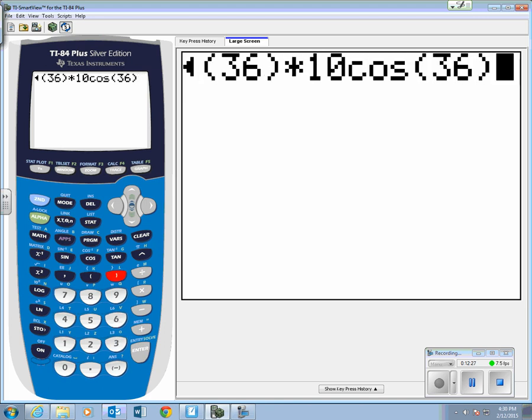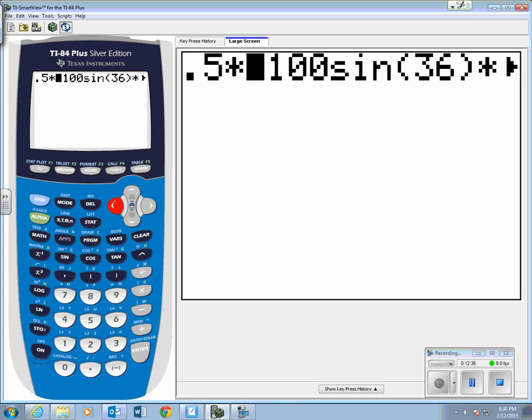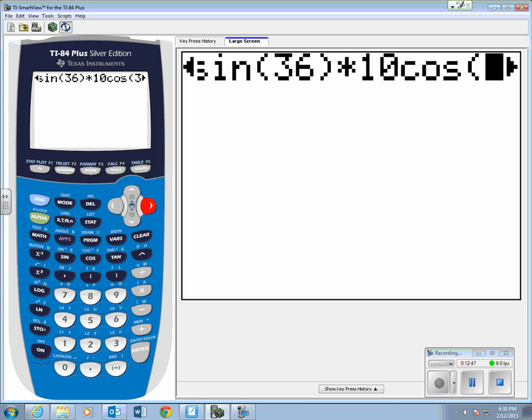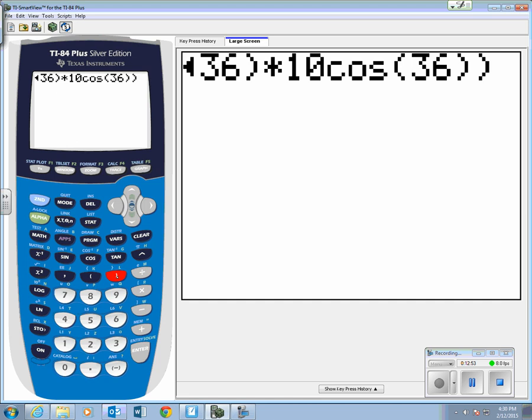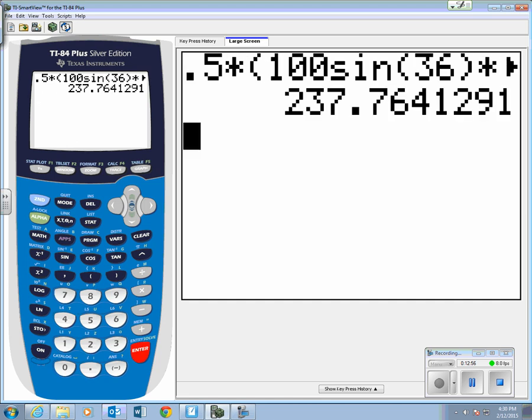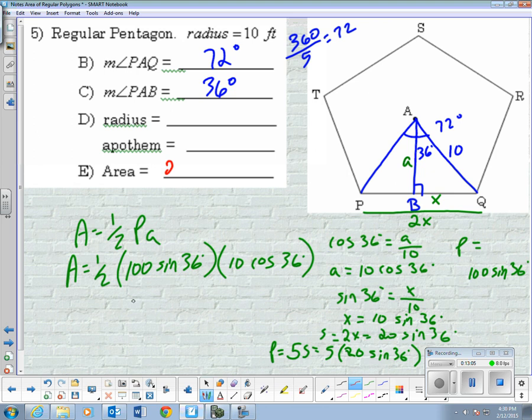Now don't forget, you had trig in here. So don't forget to check your mode. I think I left off a parentheses there at the end. So we'll make sure to put that in there. All right, and then your mode should be set to degrees. Remember that at the end of your problem. Close that parentheses, and then we hit enter. So our answer is 237.7641. We can go 4 decimal places if you'd like.